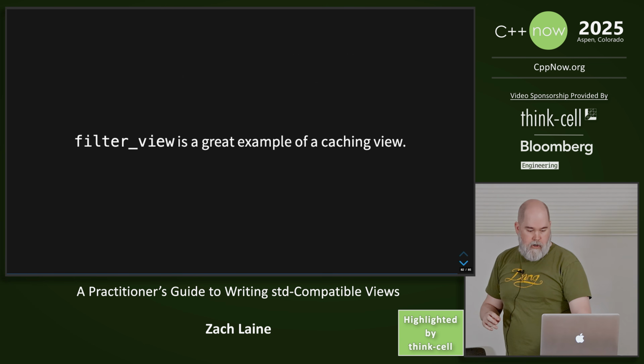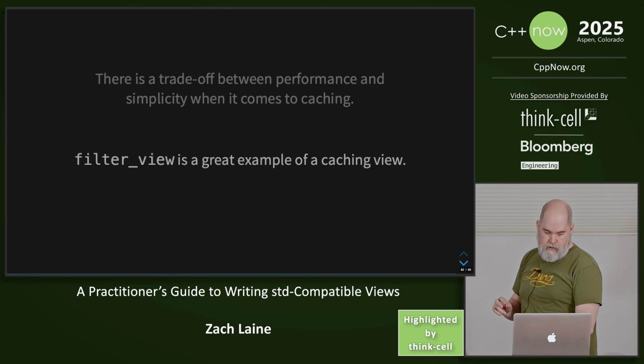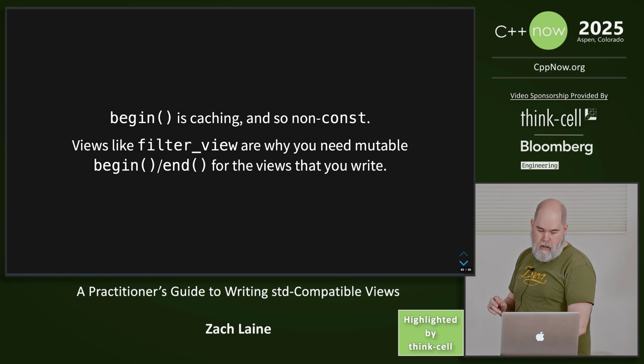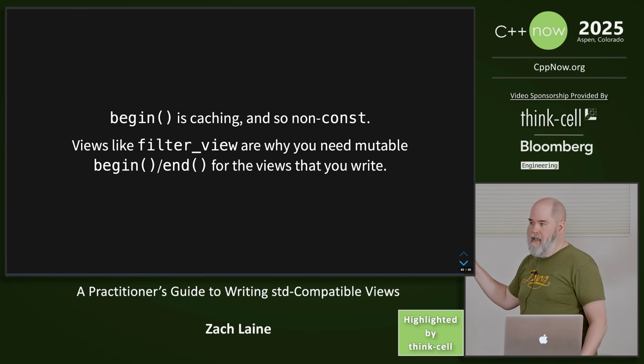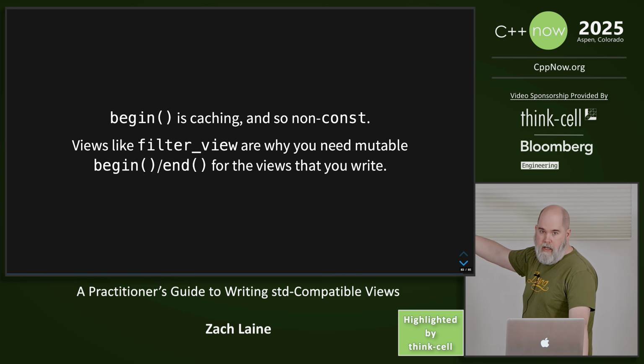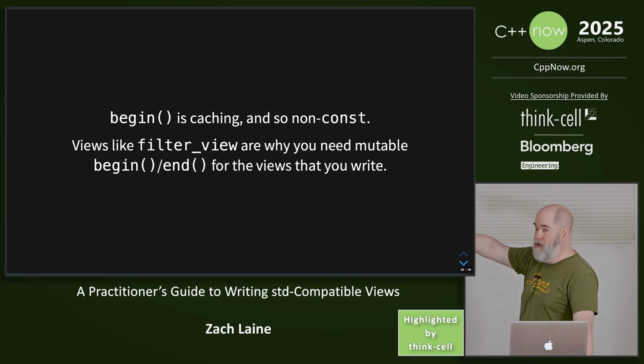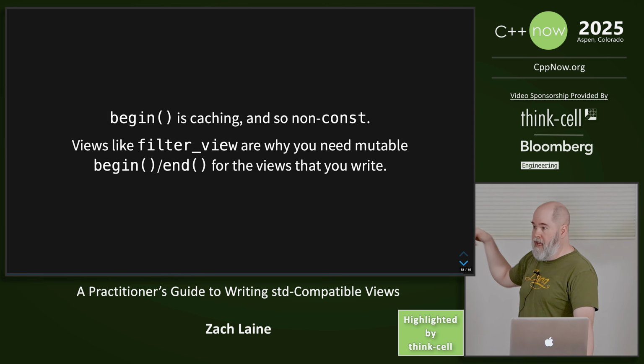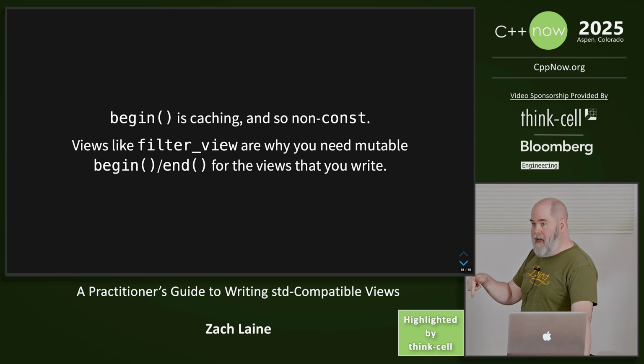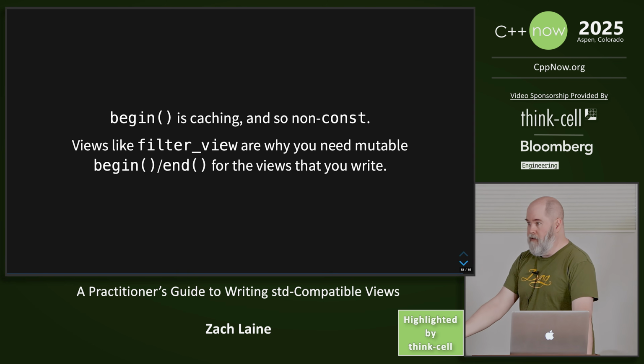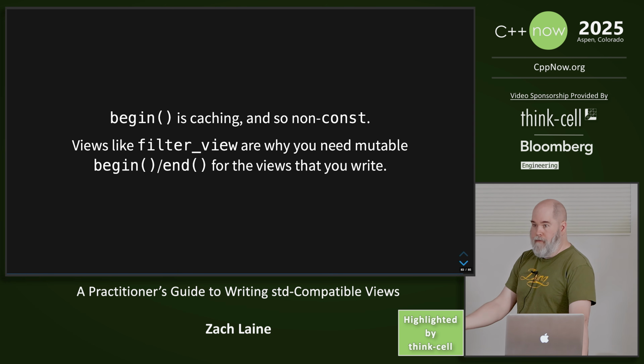However, I think you also need to think about the fact that filter view already exists, right? It's already out there in the wild. The reason we have to have those non-const begin and ends for everything is because filter view needs to be able to cooperate with these things. If you call filter view's begin, it's going to try to call the mutable begin of whatever it's adapting. And if your view doesn't have the mutable version of it, it doesn't compile. Okay?